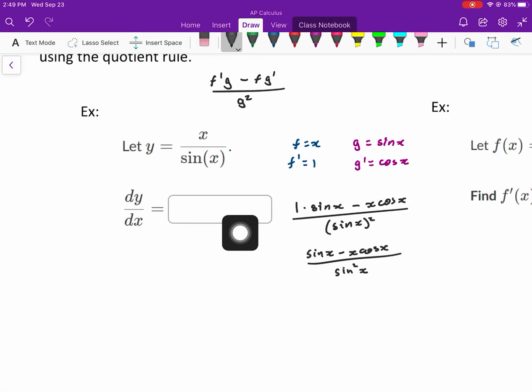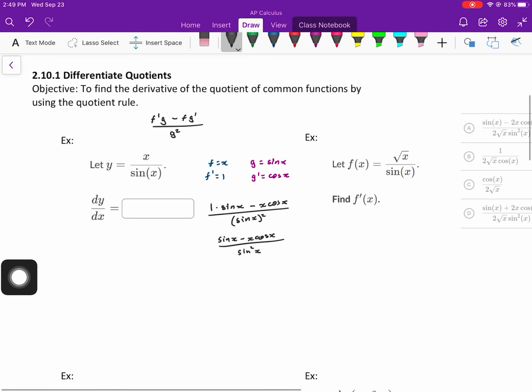Now, they're not going to be picky here. You could leave it this way because it's free response, but in multiple choice, it's probably going to look more like this. And there's nothing I can factor out of the top. And the bottom is always already factored, so you don't usually have to mess with the bottom.